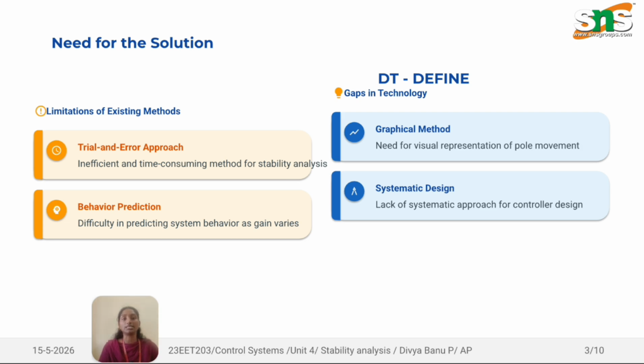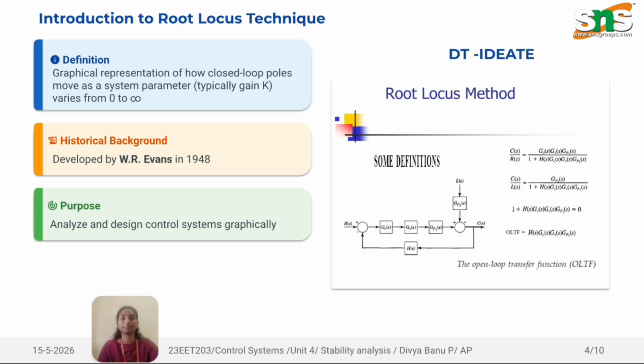So we go with the need for the solution. The limitations of existing methods, and what the technology gaps are and how we are going to determine them. First we have the trial and error approach, which is an inefficient and time-consuming method for stability analysis. And behavior prediction is difficult, as it is hard to predict system behavior as gain varies. Gain keeps on varying when we go with feedback analysis, so it is very difficult to predict the behavior. To fill the gaps in the technology, we need a graphical method, a visual representation of pole movement and systematic design, since there is a lack of a systematic approach for controller design.